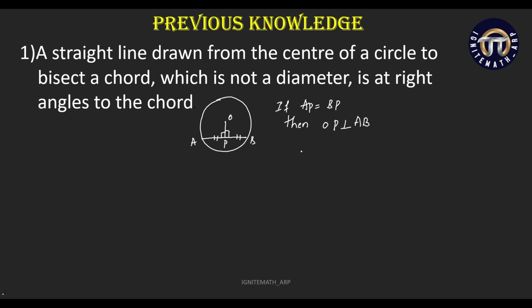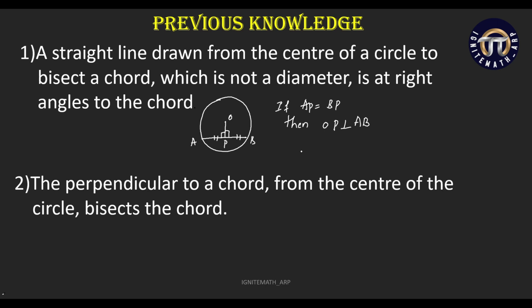Very clear, children, very simple, right? So now let us see the second point. The perpendicular to a chord from the center of the circle bisects the chord. It is just the reverse, the converse case of the previous one.